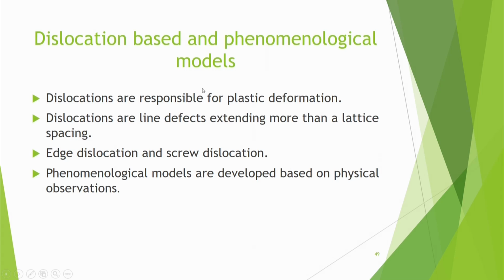Now we have two terms: dislocation-based and phenomenological models. Till now, whatever we have told, such as the Johnson-Cook behavior, is phenomenological. That means based on some phenomena we just make some rule. The other is dislocation-based. You know, dislocations are imperfections in the material. Dislocations cause the plastic deformation. Very soon I am going to tell you about dislocations.